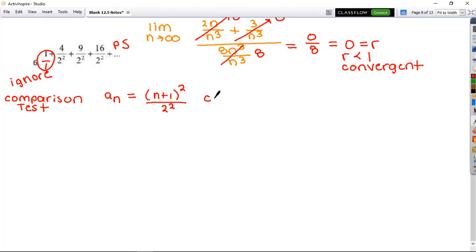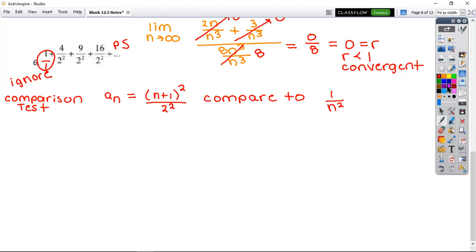Then what you're going to do is compare that to a known formula with the same power in the denominator. So I'm going to compare to 1 over n squared. I'm going to throw in a couple terms, again, for n greater than 1, and then make my comparison and declare convergent or divergent, and then done.